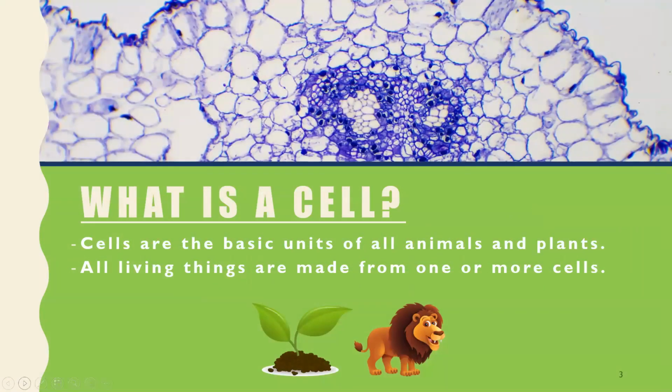So what is a cell? Cells are the basic units of all animals and plants. They're often known as the building blocks of all living things. All living things, regardless of whether they're animals or plants, are made from at least one cell, if not more. If they're made from one cell, they are known as a unicellular organism. If they're made from more than one cell, they are known as multicellular organisms.